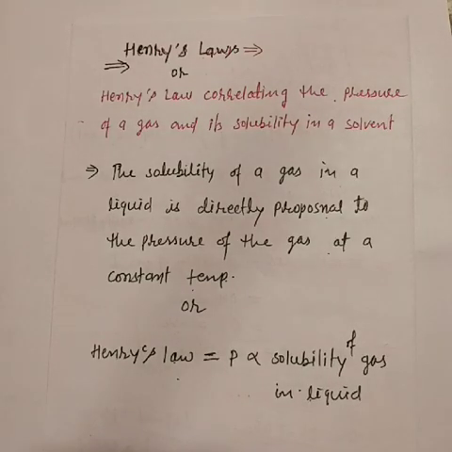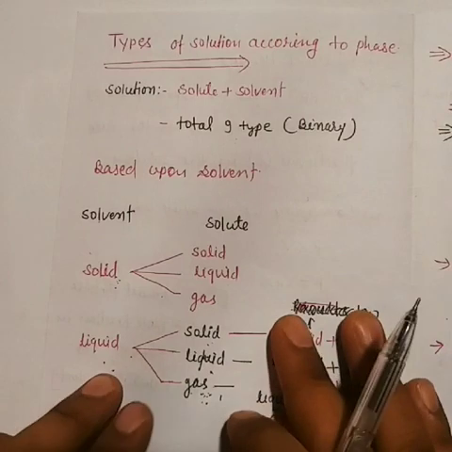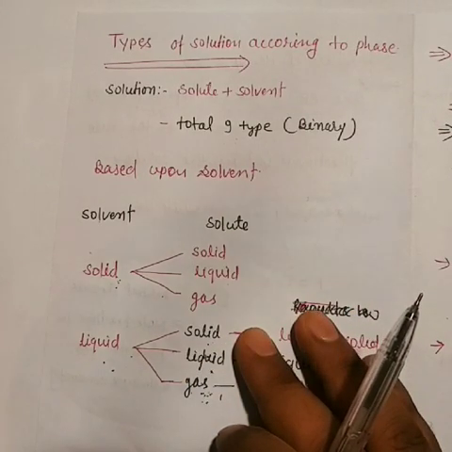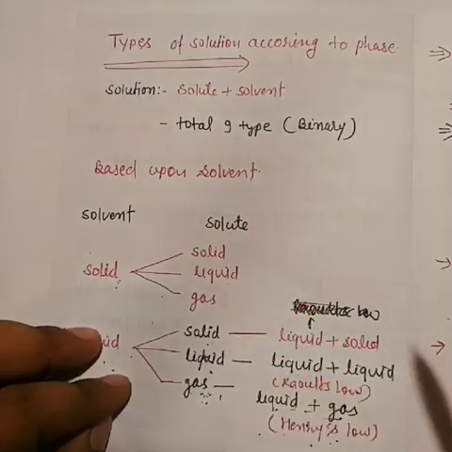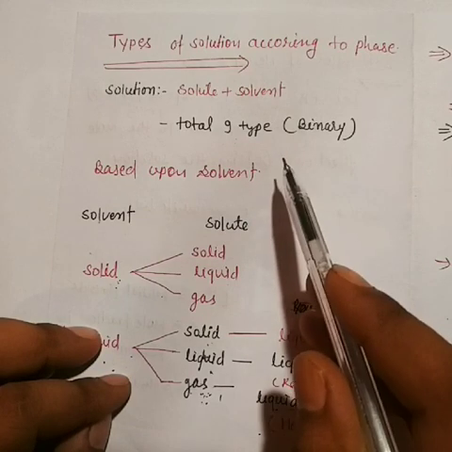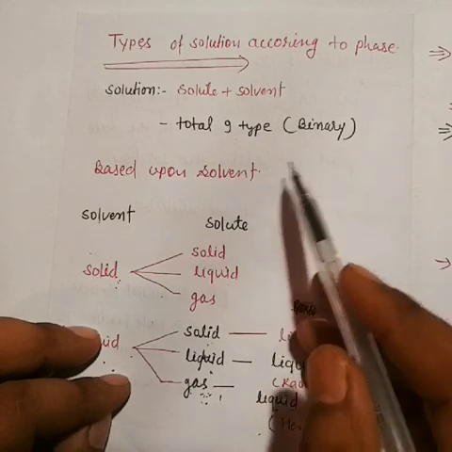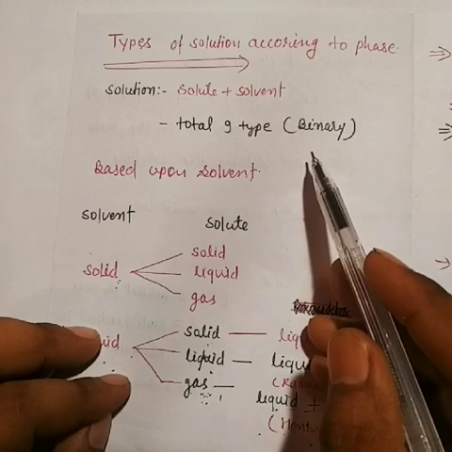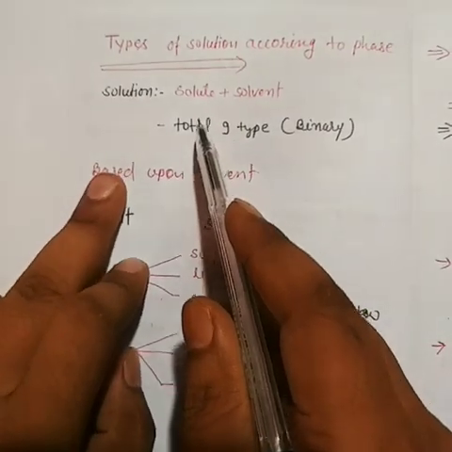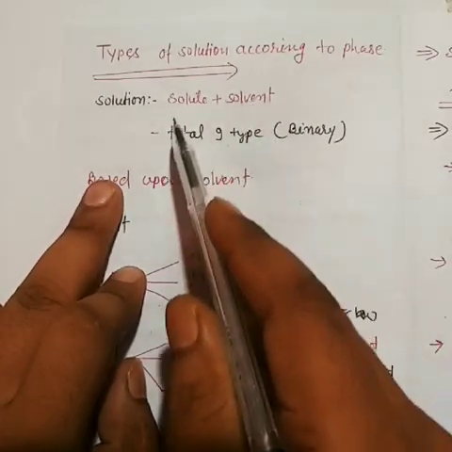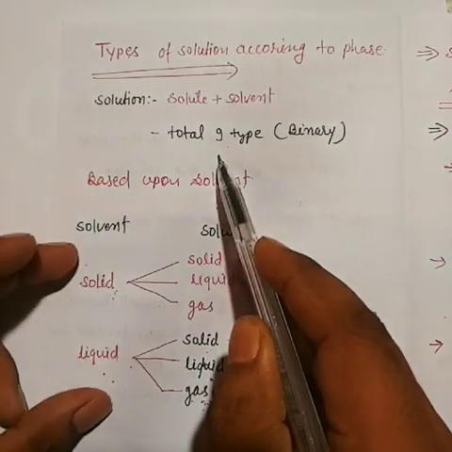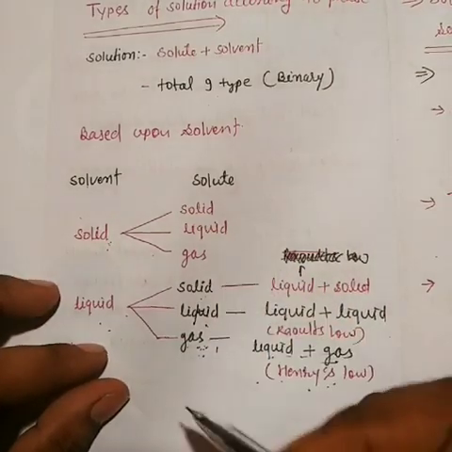Last time I taught you how many types of solutions there are and on what basis. Based on the solvent, they can be categorized into three types, and one more type is when we take binary solutions. Binary solutions means a solution which consists of a solute and a solvent. How many types of such solutions are possible? That means 9 types. So see here how to calculate the 9 types.